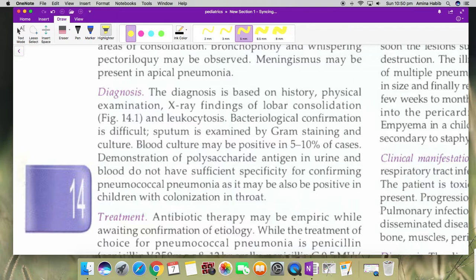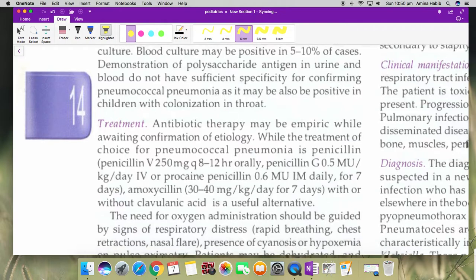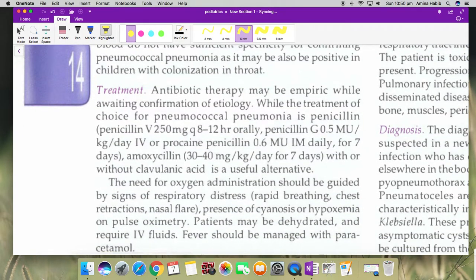How will you do the treatment? Antibiotics, that is penicillin G, 50,000 international units per kg per day, given IV or IM in divided doses for 7 days. Sometimes you can go for IV cefotaxime or ceftriaxone or co-amoxiclav, which are also equally effective.